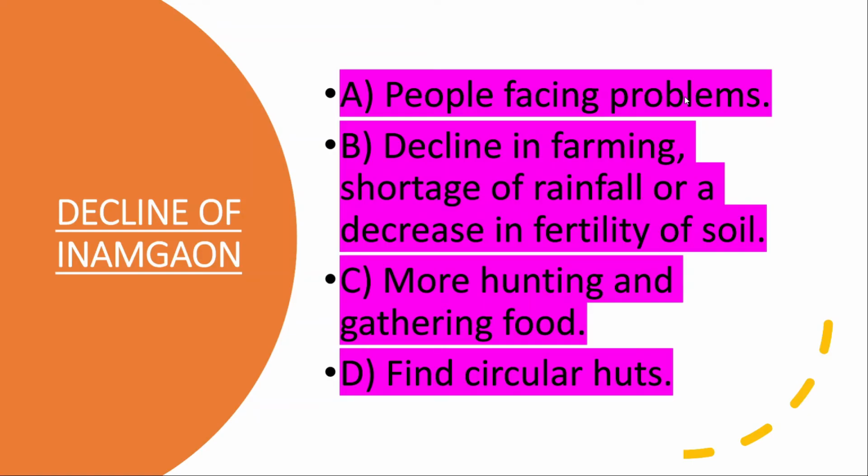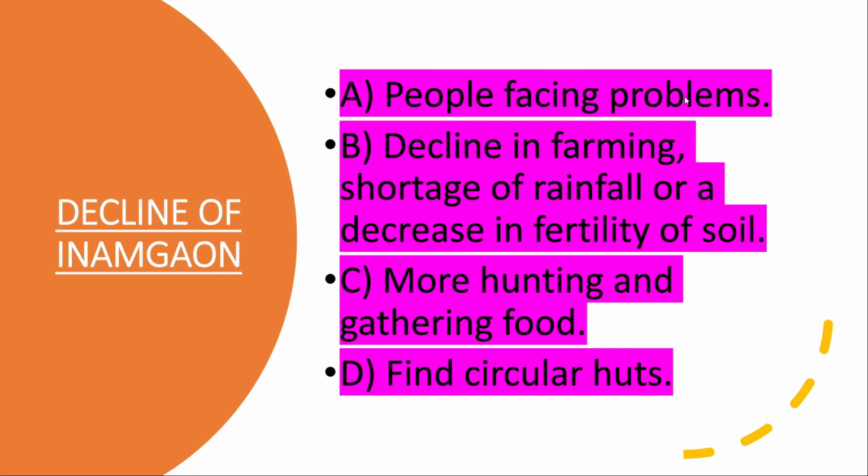So now next one, decline of Inamgaon. In the last phase of the settlement, the people of Inamgaon seem to have been facing problems. There was a decline in farming which may have been due to a shortage of rainfall or a decrease in the fertility of the soil. People began relying more on hunting and gathering food. There was also a change in the way houses were constructed. Instead of rectangular houses, we find small circular huts.